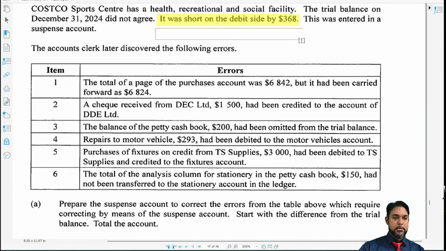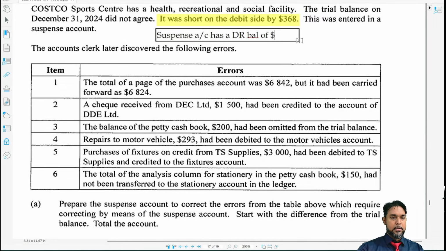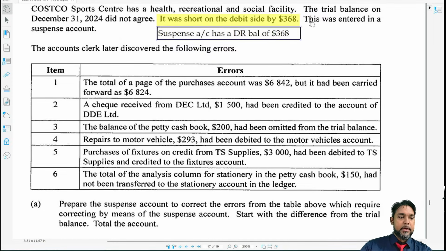Suspense account. Right, so that's what that means. The suspense account has a debit balance of 368, right? This was entered in suspense. Okay, cool. So the accounts clerk later discovered the following errors.